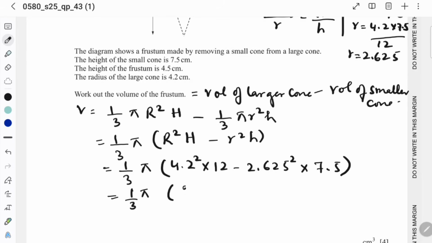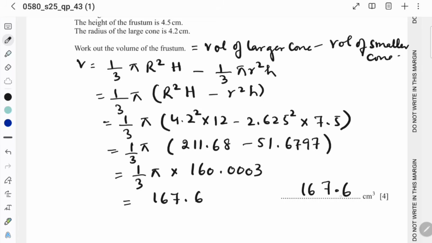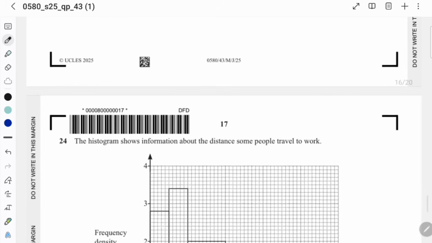Okay, so now 1 upon 3 pi, multiply the numbers, 211.68 minus 51.6797. Take the numbers as many as you can, because you are going to round off the number, and in the last you will get a slightly different answer. So 1 upon 3 pi times 160.0003, whenever you just put it in the calculator, 167.6 is the answer for the volume of the frustum.